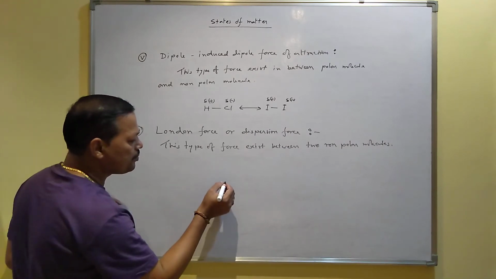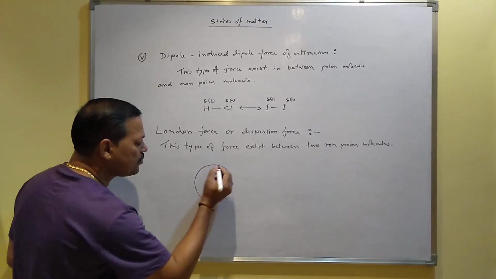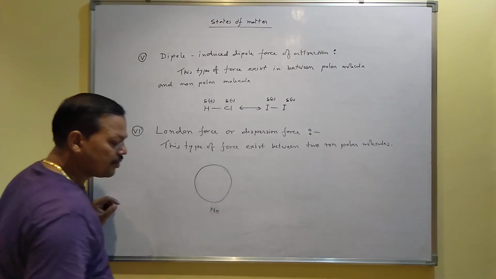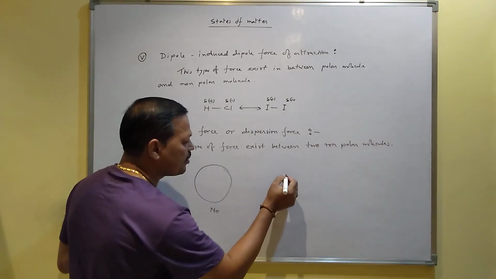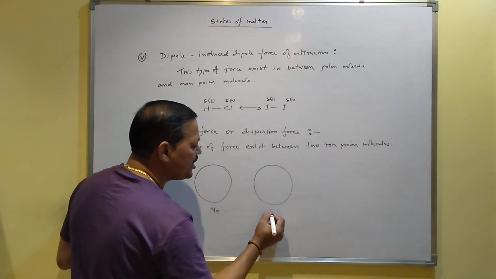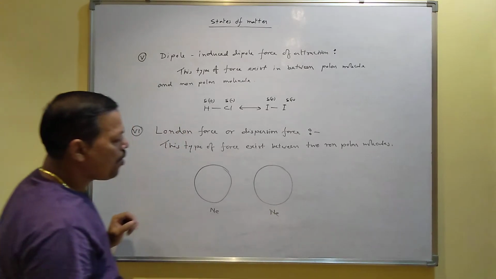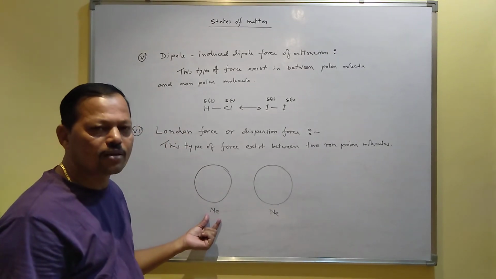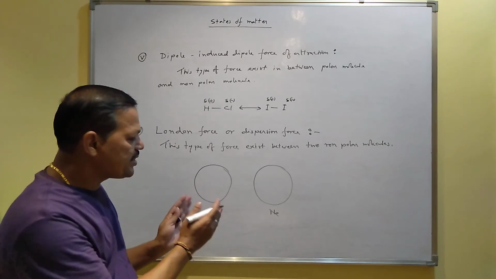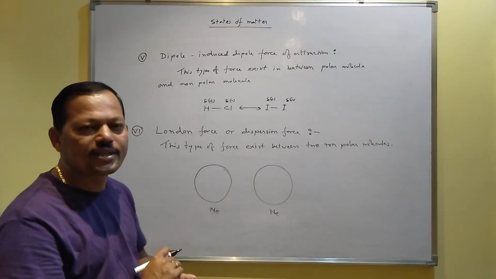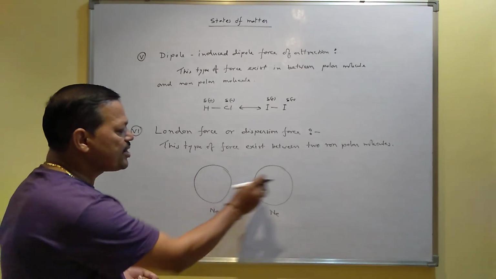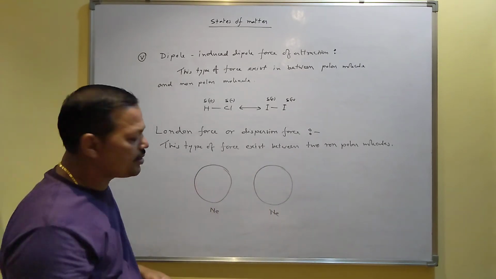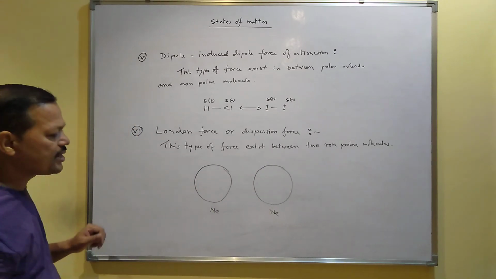Suppose this is one neon atom and this is another neon atom. As you know, neon is a noble gas. Neon is an atom, but although noble gases exist as atoms, they are considered as molecules. That's why I have considered them as molecules. There are two molecules of neon gas.